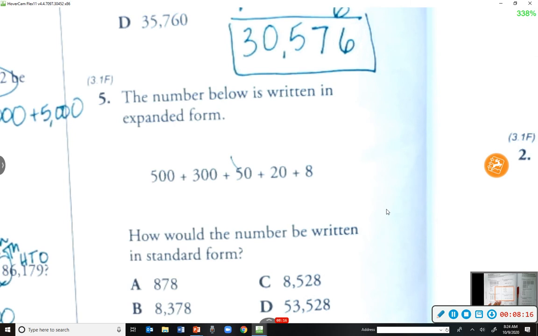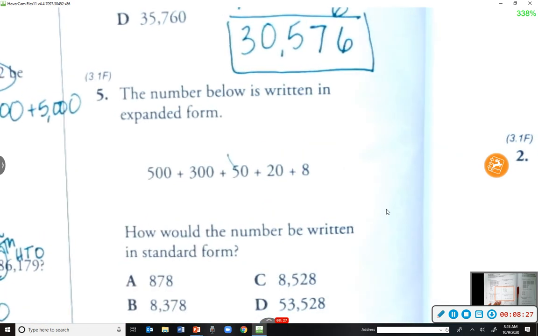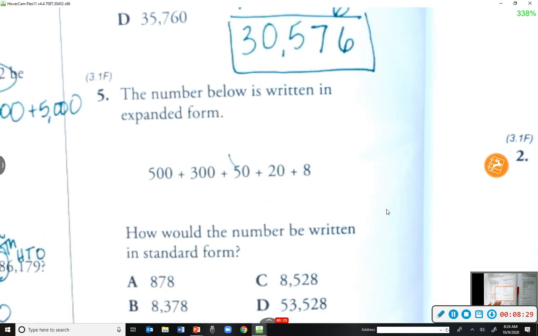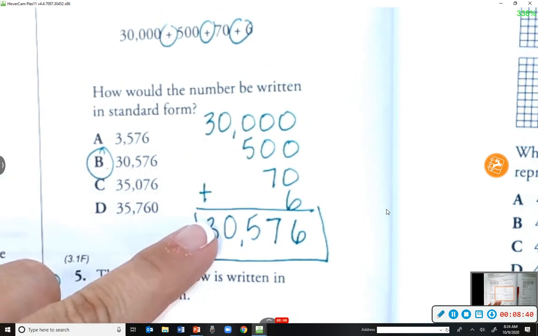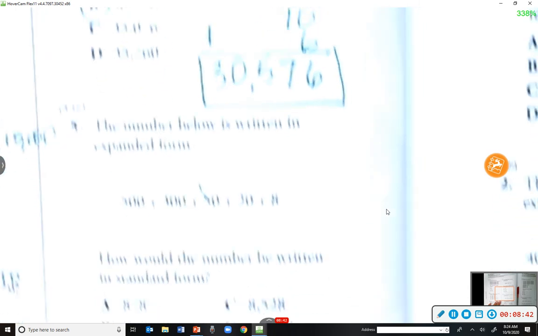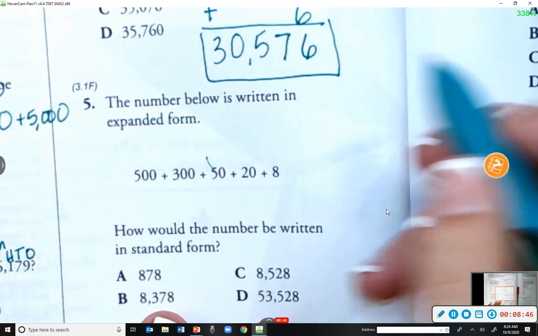Number 5. The number below is written in expanded form. How would the number be written in standard form? So who can tell me what I should do with all these numbers? Javea? What did we do on the last one? Added them up. Good. So that's what we're going to do. And you have to make sure you line up your digits.